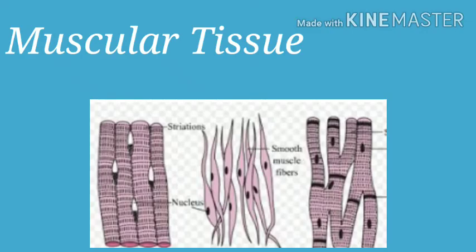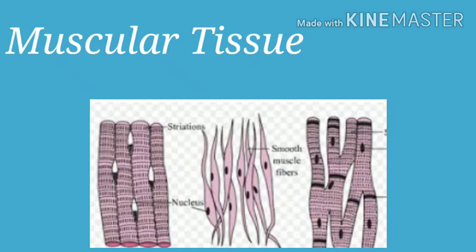Muscular tissue consists of cells that can contract and regain the original state. It enables the movement of the body. So these are the functions of muscular tissue. The cells in muscular tissues have a peculiarity: they have the ability to contract and regain the original state.